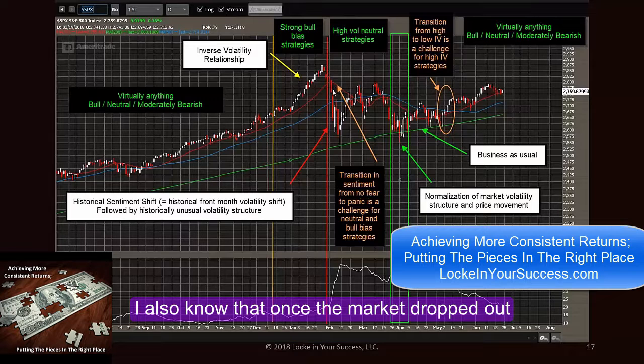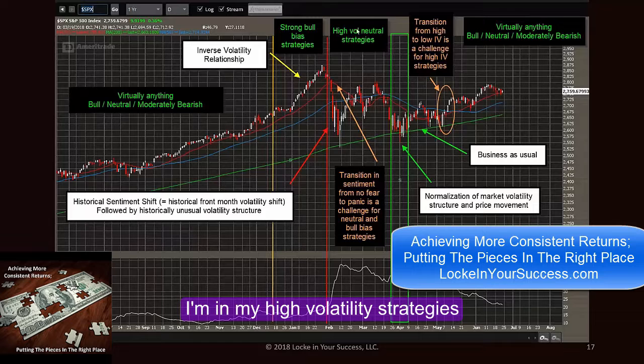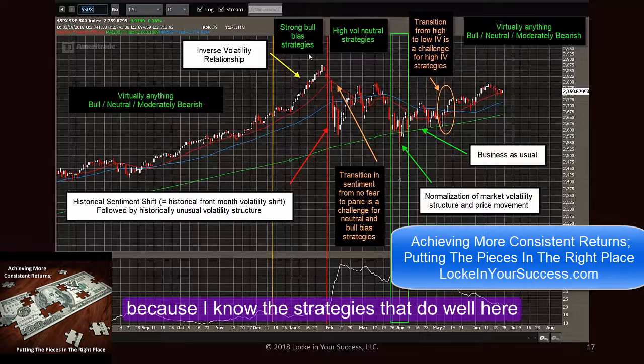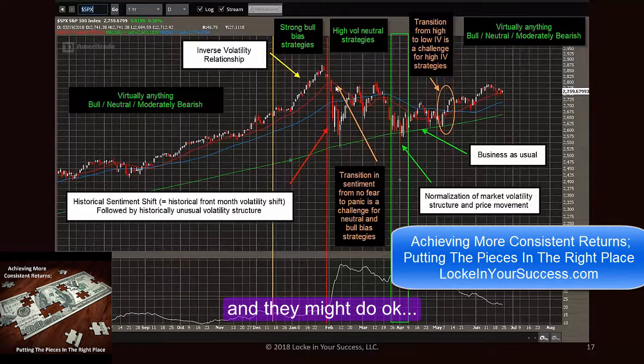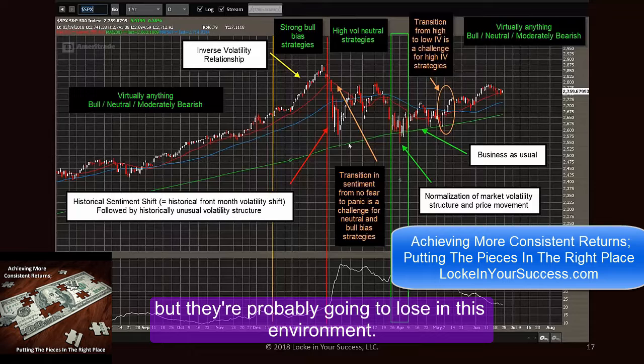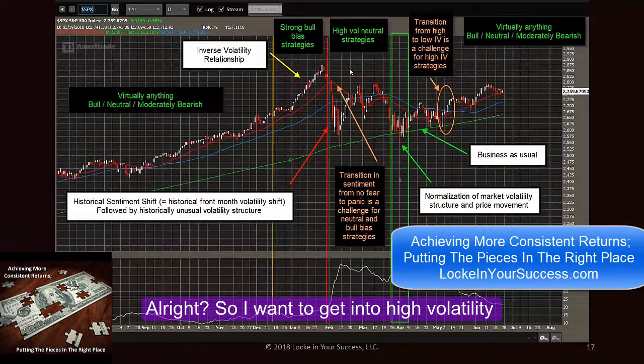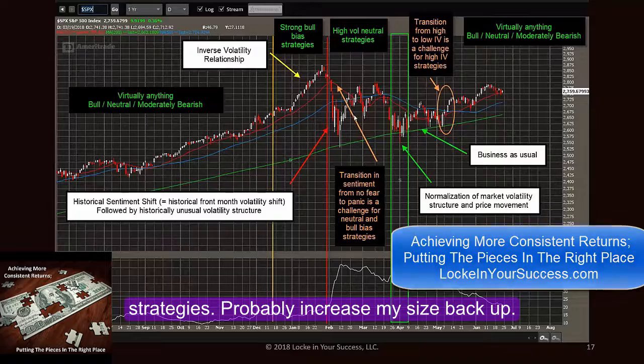I also know that once the market dropped out, I'm in my high volatility strategies, and we do fantastic in those, but I'm not in the strategies that do well here, because I know the strategies that do well here, and they might do okay, but they're probably going to lose in this environment. All right, so I want to get into high volatility strategies, probably increase my size back up.